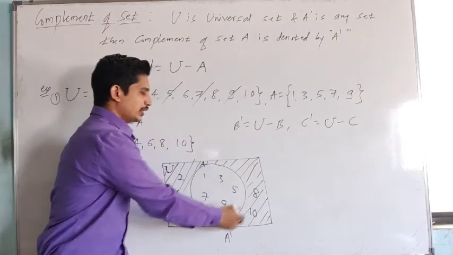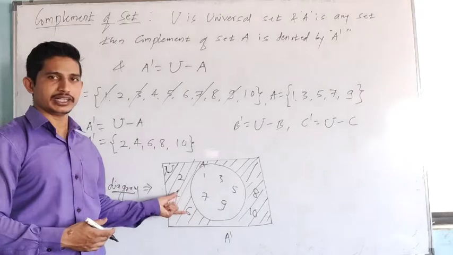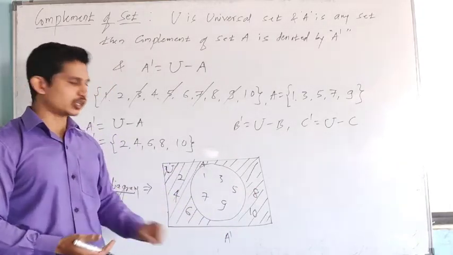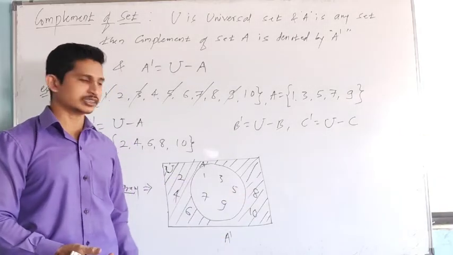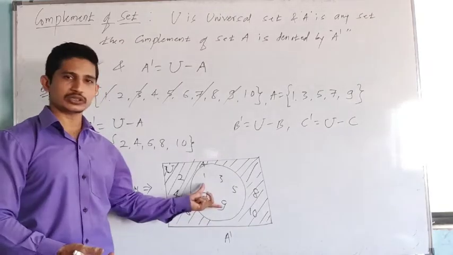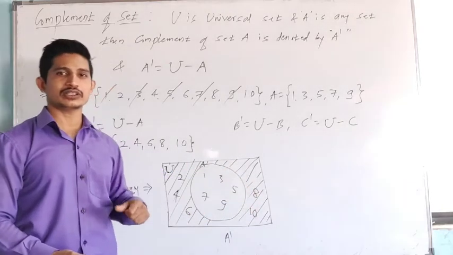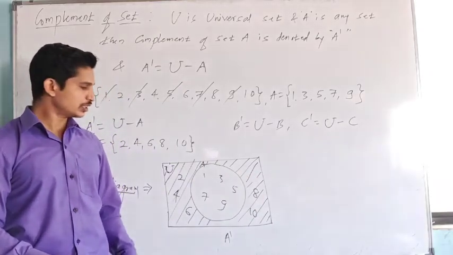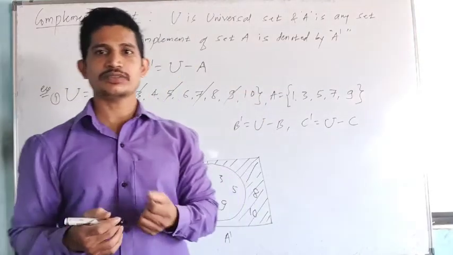So the remaining part of this rectangle is what here? A dash. Leaving A, the remaining part of the rectangle is called A dash. So 2, 4, 6, 8, 10 is A dash. In the A, 1, 3, 5, 7, 9 will come, but it is not drawn. Only this part is drawn. So the drawn part is A dash, and this full rectangle is called the universal set. So this is how to draw the complement of a set.